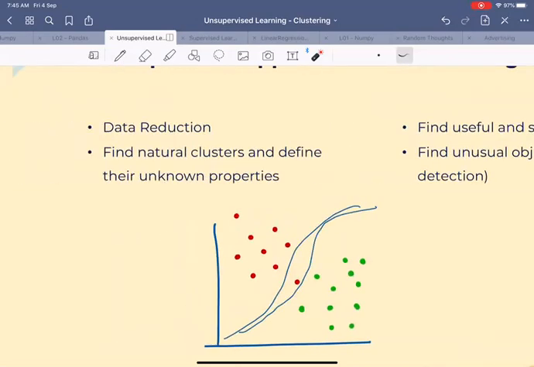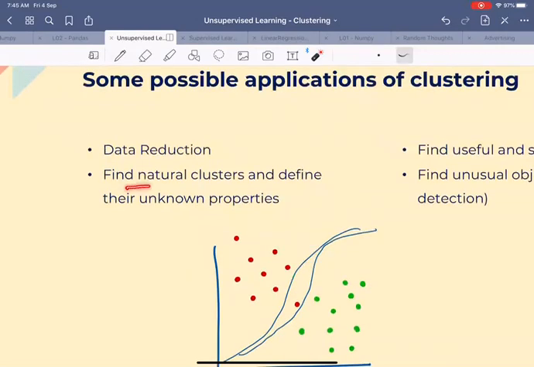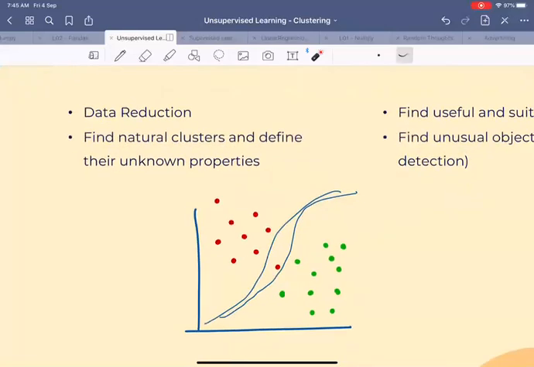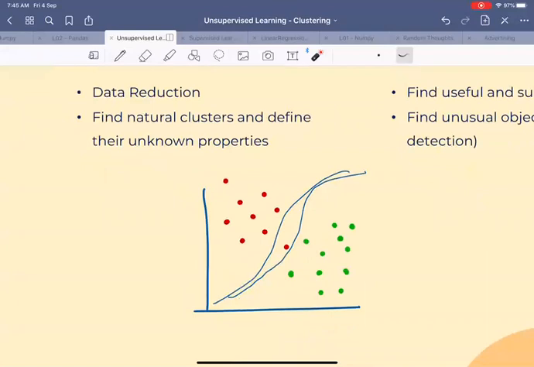Second application of clustering could be to find natural clusters and define their unknown properties. Now this is very, very interesting. There are many applications in that. Okay, so let me share with you some examples.